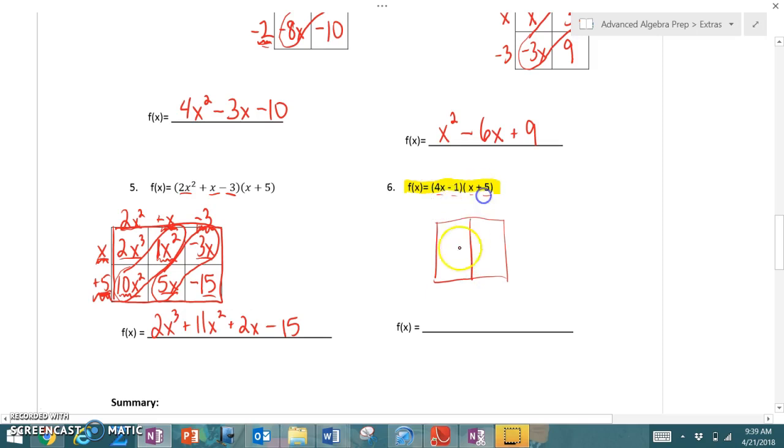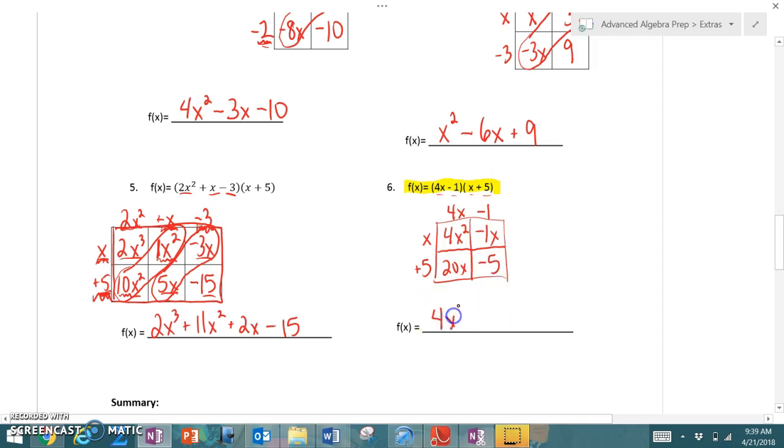And since it's 2 terms times 2 terms, I would make a 2 by 2 box. And then I'd put the 4x and a minus 1 on top, and an x and a plus 5. So you will have to ultimately draw your own boxes, because those won't really be part of the problem. It's just a tool to be able to do this. So 4x times x is 4x squared, x times negative 1 is negative 1x, 4x times 5 is 20x, and 5 times negative 1 is negative 5.